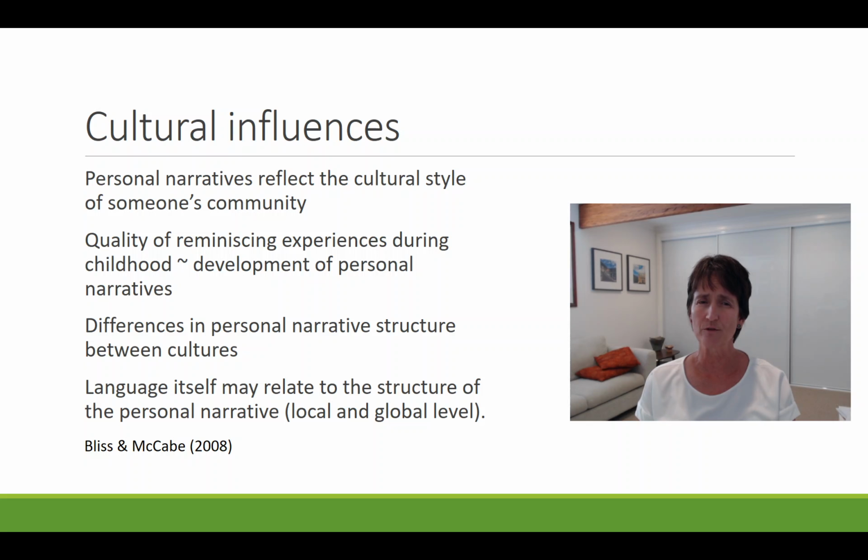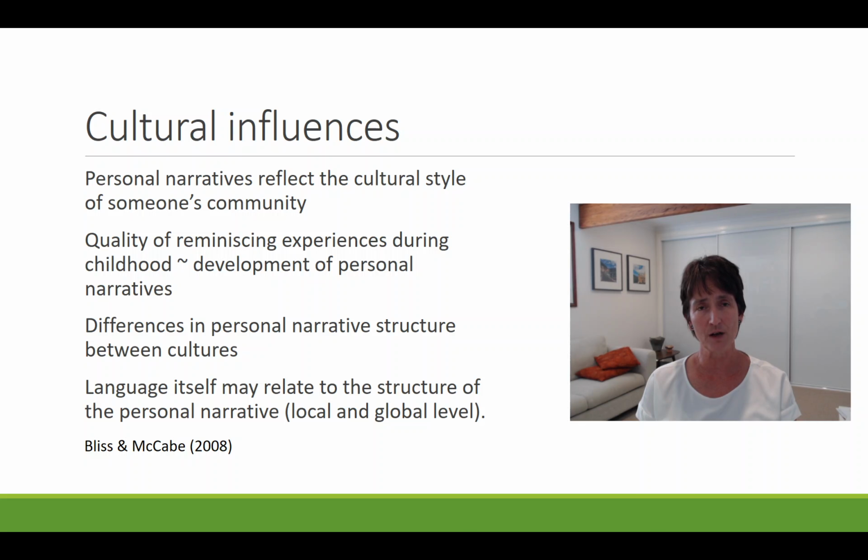So let's consider some of the cultural influences on personal narratives if we want to come up with a global protocol. What we know is that personal narratives reflect the cultural style of someone's community. So they reflect the type of stories you've been exposed to. What we also know is that the quality of reminiscing experiences, so that's talking about things that happened in the past, during childhood, is related to the development of personal narratives. However, there are differences in personal narrative structure between cultures.